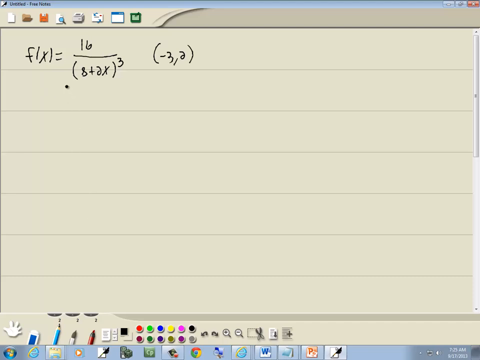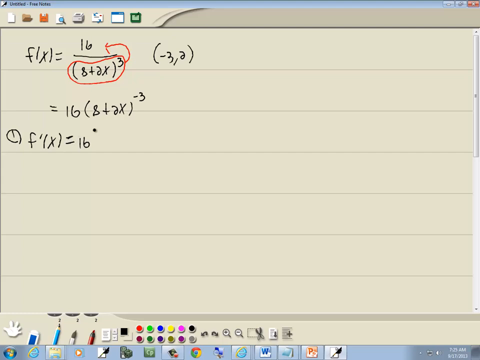Now, I want this to be parentheses to a power. I can't have the parentheses to a power in the denominator. So I'm going to take that parentheses to a power in the denominator and move it up on top, into the numerator. Anytime you move anything opposite of where it's at in a fraction, the sign of the exponent changes. So this becomes 8 plus 2x to the negative 3. And now we can do step 1, find our derivative.